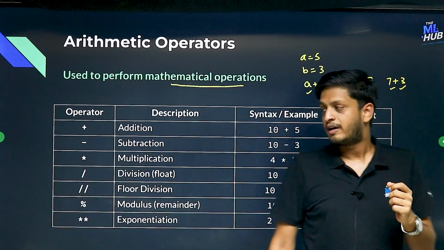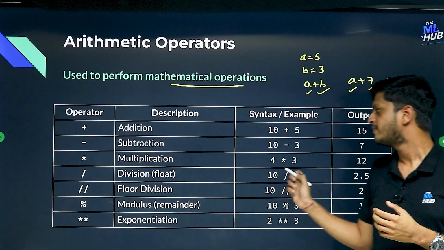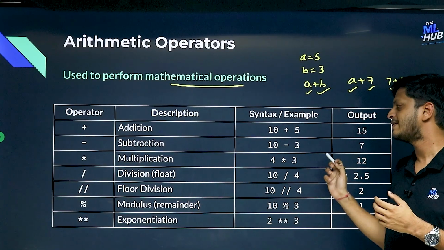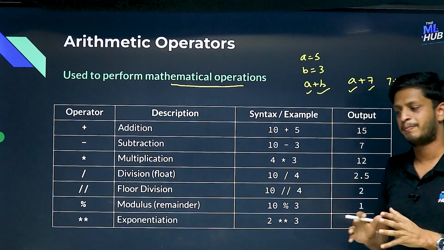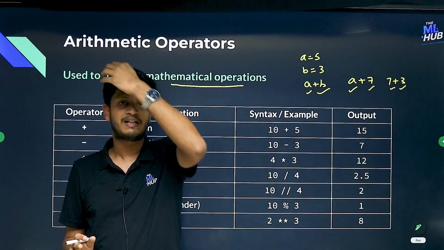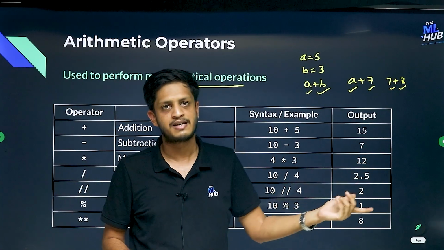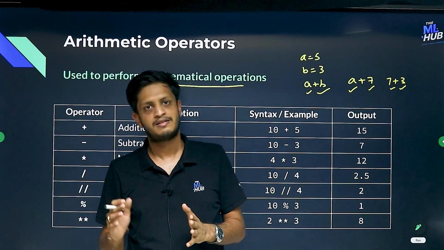Okay. Next is subtraction. If you want to subtract two values, you can use the minus operator. So for example, if you write 10 minus 3, the output will be 7. Just simple plain maths operations are going on, and even the result can be negative as well. Like if you just write 10 minus 20, you will get minus 10 as the answer. So simple maths you can do.